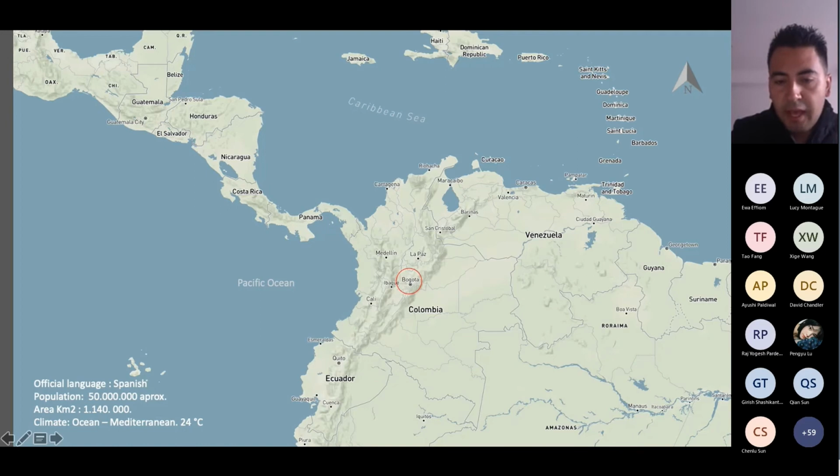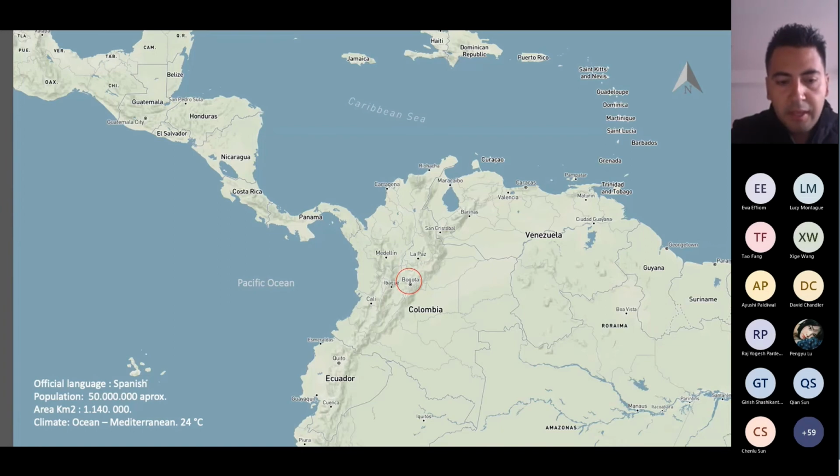The area is around 1,140,000 square kilometers. It is almost 3 times the area of the United Kingdom. It is bigger. It's a rich country in terms of culture and natural resources. The climate is between ocean and Mediterranean climate, depending on the part of the country where you are. The average temperature in the Caribbean areas is 24 Celsius degrees.